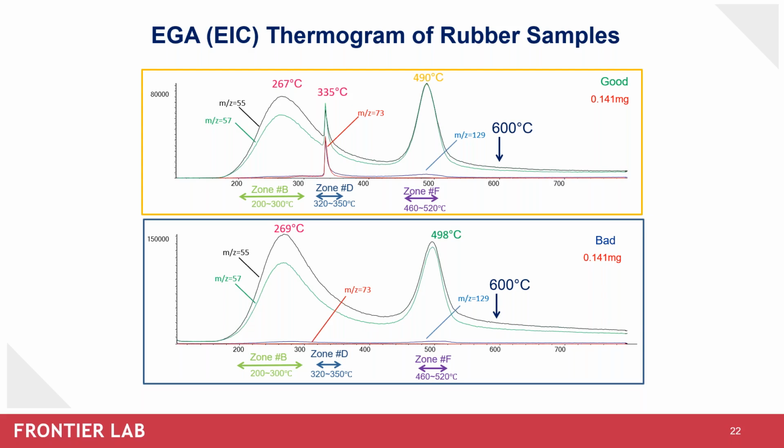So to find the differences, now we want to perform some separation analysis using the flash pyrolysis and the heart cutting mode of operation.